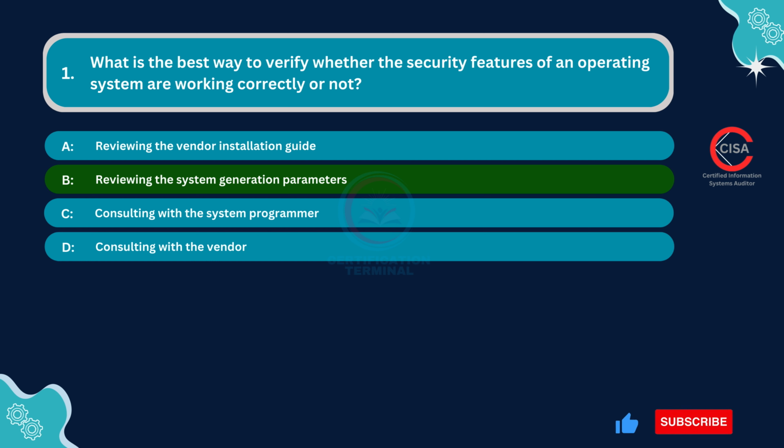The correct answer is Option B. Reviewing the system generation parameters. This option is the most effective because system generation parameters dictate how the operating system functions and what controls are in place. By reviewing these parameters, you can directly assess whether controls are configured as intended and functioning properly. It provides a detailed understanding of the system's configuration and control mechanisms.